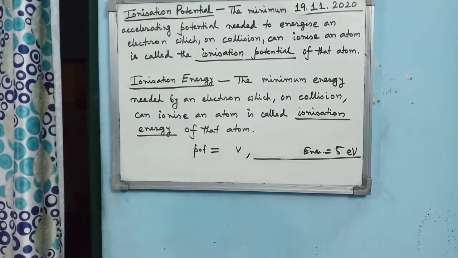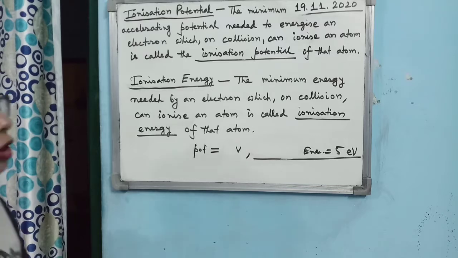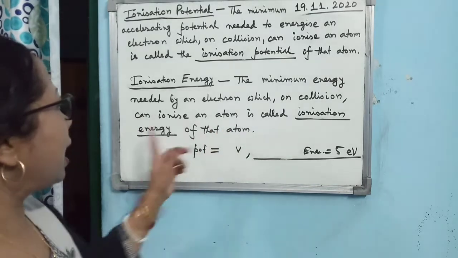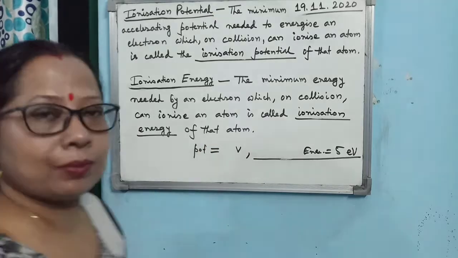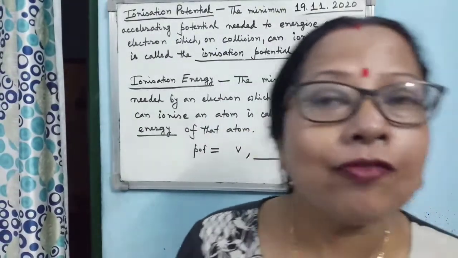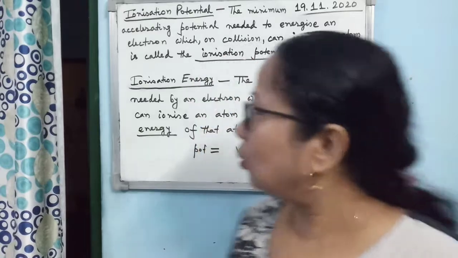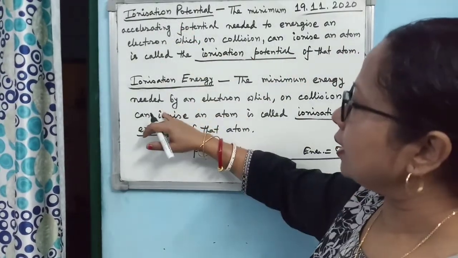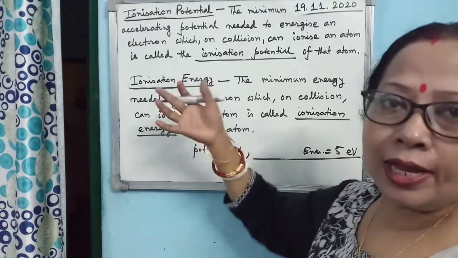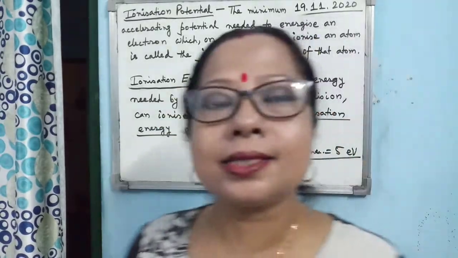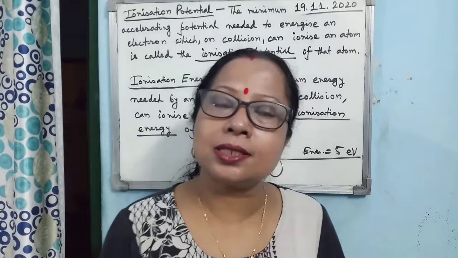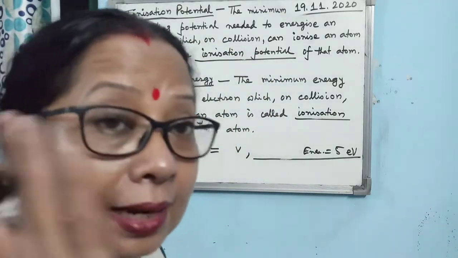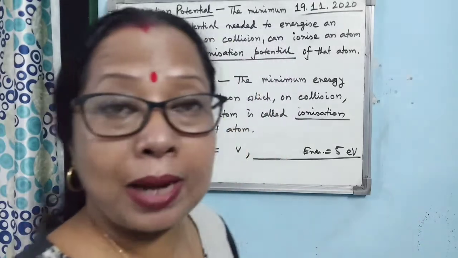The minimum energy needed by an electron which on collision can ionize an atom is called the ionization energy of the atom. So those who are clever enough can learn only 2 definitions, and after that, for ionization energy and potential, you can do this: in place of excite, write ionize, and in case of excitation, write ionization. You will get the definition. Is that clear? But you must understand and learn, then only you will be able to apply it.